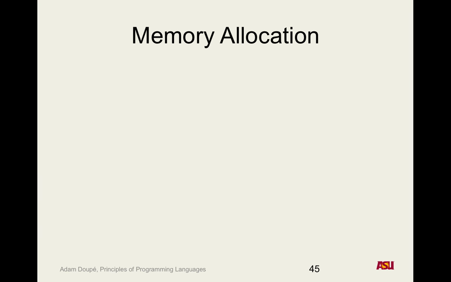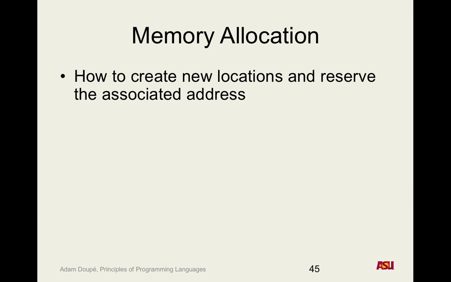Okay. So, we talked about how we can draw memory diagrams with the box and circle diagrams, right? So that helps us visualize and understand the semantics of assignment and how assignment works in a program. But one thing we didn't talk about, and this will help finish us out on semantics, is what about memory allocation? So we kind of looked at malloc and some other things at a very high level, and we didn't really get into the details about what the semantics is. So memory allocation basically refers to, very generally, how to create new locations, so new boxes in our box circle diagram, and reserve the memory address that is associated with that location.